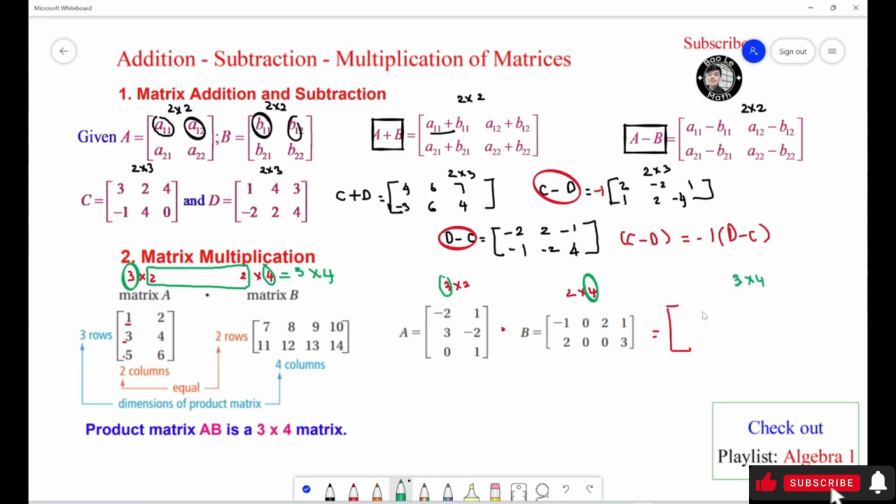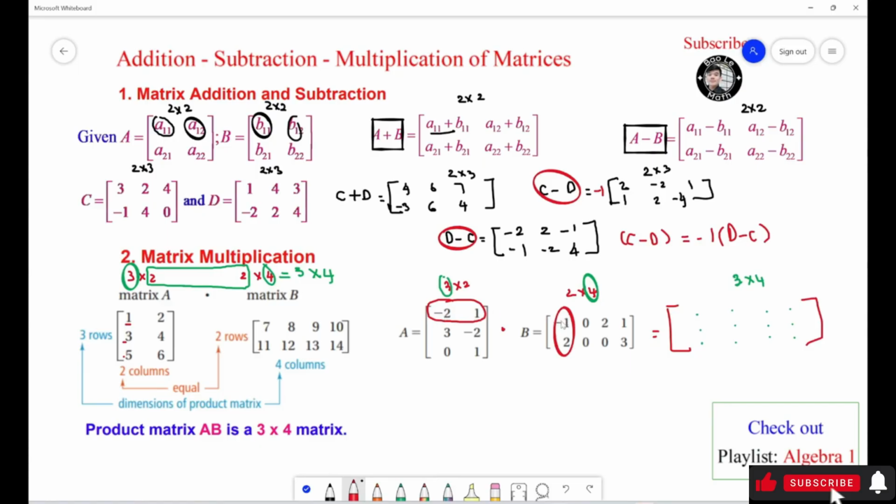3 by 4 means you have 3 rows, 1, 2, 3, and then 4 columns, 1, 2, 3, 4. Three rows, four columns. Now, how do we find the first element right here? We check this row and multiply by this column. First row, first column. Multiply each element and add them up.